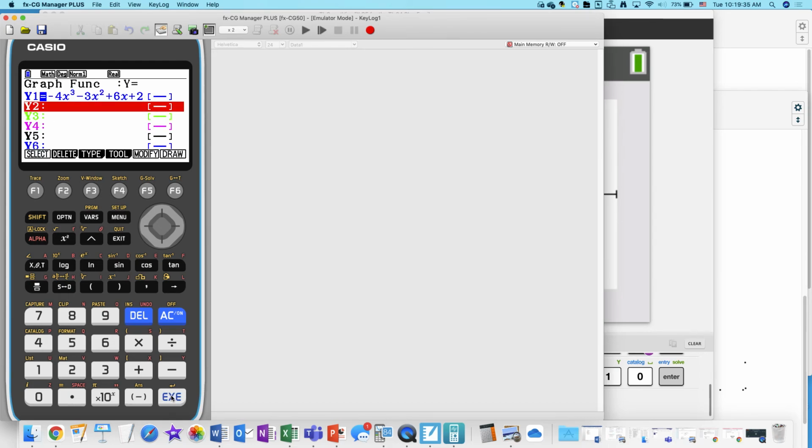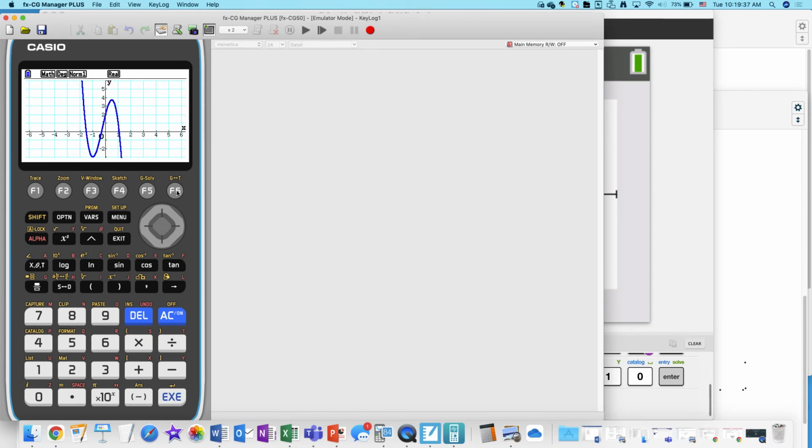Okay? Now, for the Casio, everything is under G-Solve, which is F5. And if you want to find a maximum, you're going to hit F2. And it just gives you the point. You don't have to do any left bound, right bound, nothing. Just gives you the point. Okay, so there's the point. We saw that on the TI. It's the same thing. If you want to find the minimum, hit G-Solve again. And you hit that. And it gives you -1, -3. Okay? And hit G-Solve again.